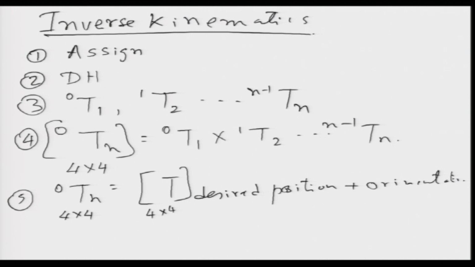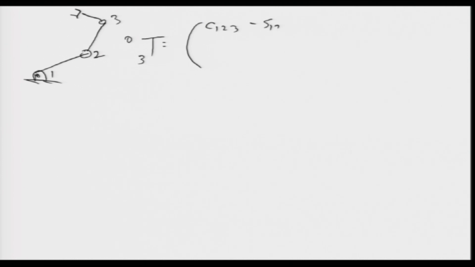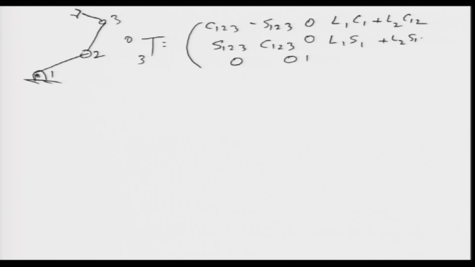Now as we saw in the last class, for this very simple case of this 3-link, 3 degree of freedom planar system, with joints 1, 2 and 3, the total transformation matrix that comes out, if you remember what we did in the last class, is of the form: cos 123, minus sine 123, 0, L1 cos 1 plus L2 cos 12; sine 123, cos 123, 0, L1 sine 1 plus L2 sine 12; and then 0, 0, 1, 0, and 0, 0, 0, 1.